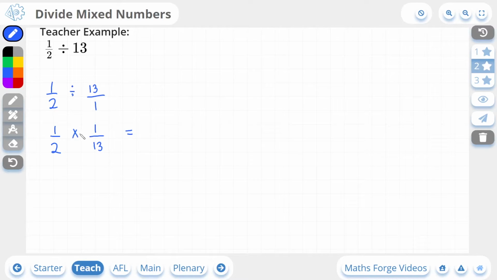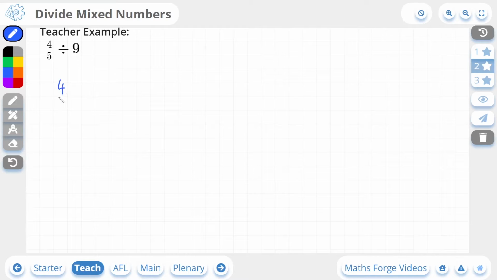I'm now going to carry out this calculation. 1 times 1 is 1, and 2 multiplied by 13 is 26. And since we can't simplify this any further, this should be our final answer. Let's check it. There it is. Let's try another 2-star example.